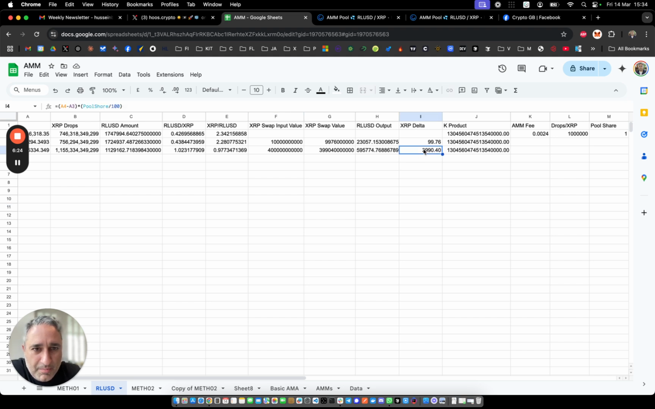So now, if we withdraw double-sided from the pool, and then we take the RLUSD and immediately swap all of that for XRP, we're going to end up with 3,990 more XRP than we started with.